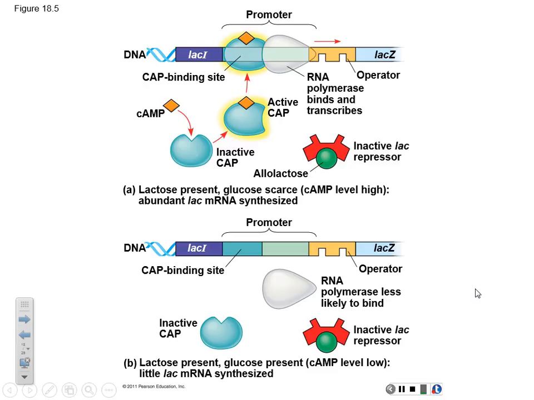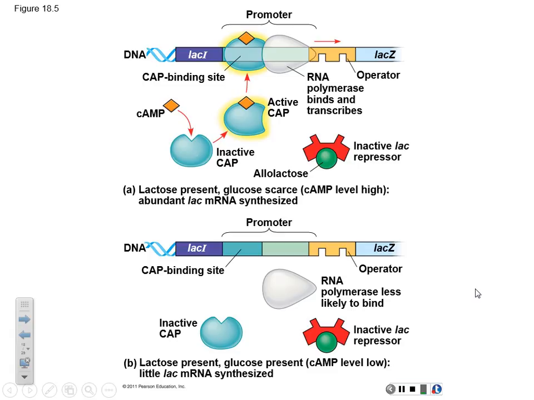And so cyclic AMP receptor protein is a positive regulator. It only shows up when ATP levels are low. When ATP levels are low and when lactose levels are high, that's when it's a great idea to express the genes of the lactose operon. When either of those two things are not the case, when ATP levels are high, don't bother. When lactose levels are low, don't bother. But when you have both low ATP and high lactose, that's when you express those genes.